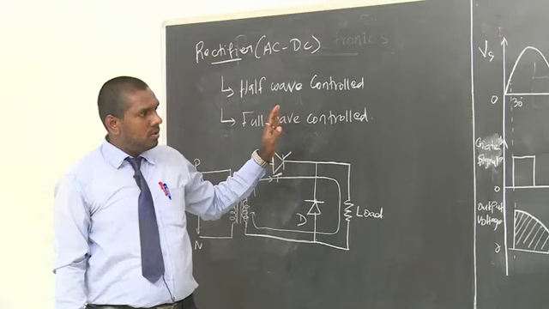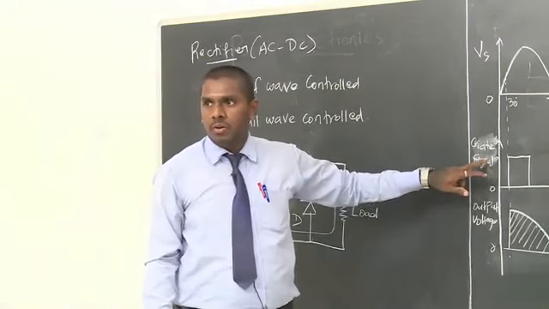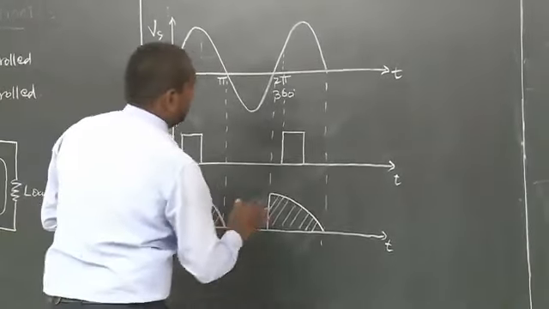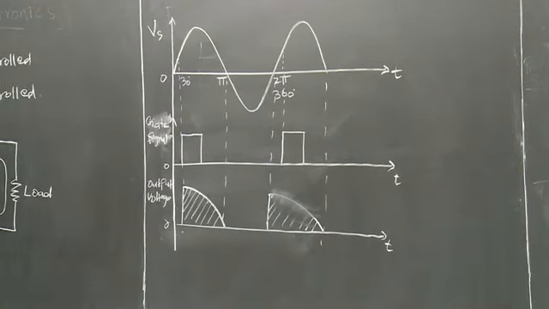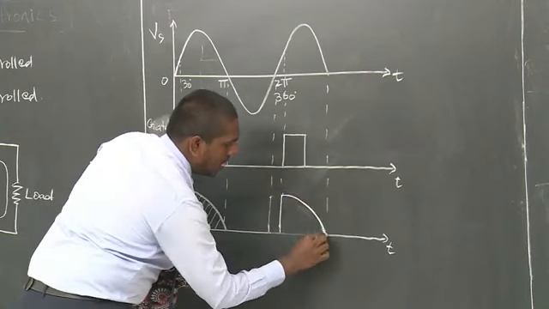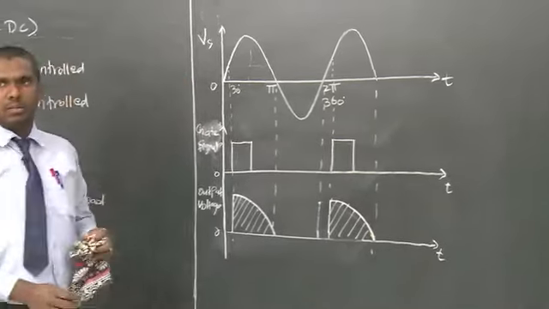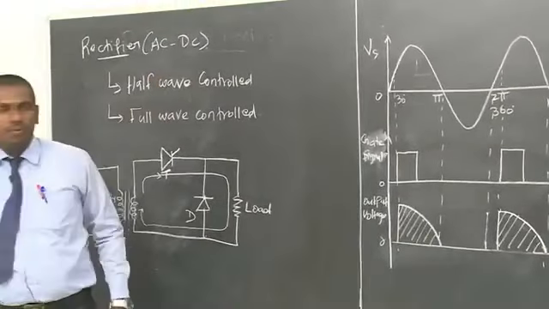Second waveform, that is the second shaded portion. Check it. Is it right? Okay, so this is the half wave rectifier.